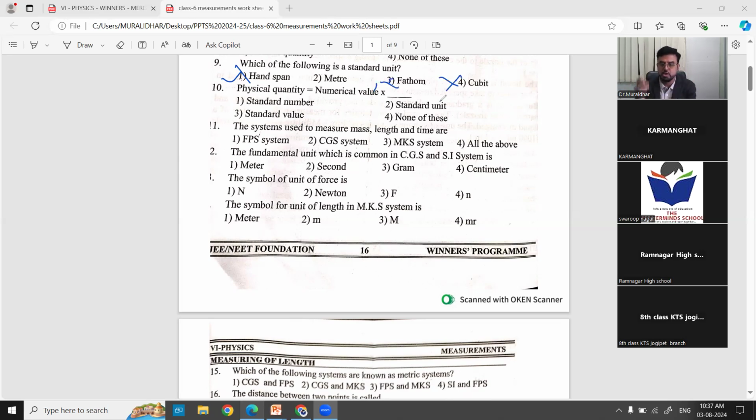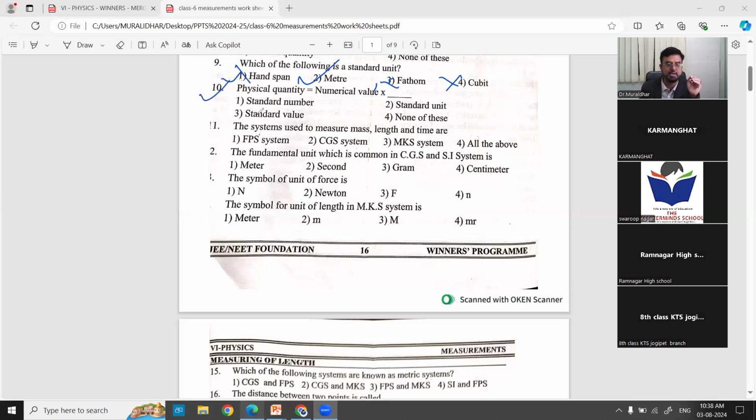Cubit. Just you have seen. Cubit is nothing but we used to measure with the hand from here to here. That is also not correct. Meter is the correct measurement. Standard unit is meter, not others. To measure length, we use the meter to get an accurate value. Of course, we use hand span, fathom, and cubit also, but they are not accurate.